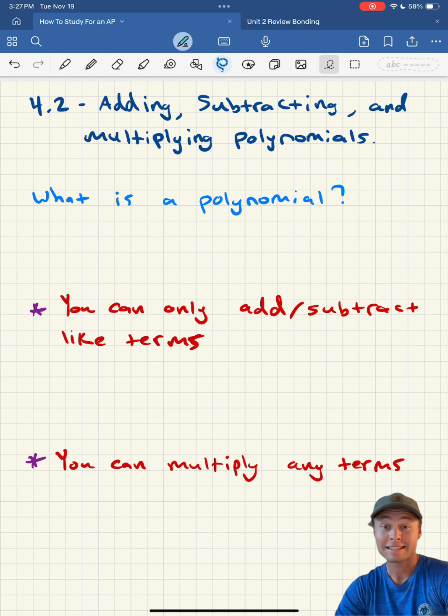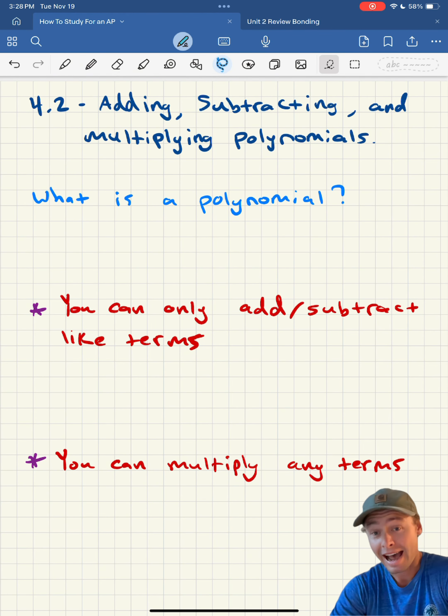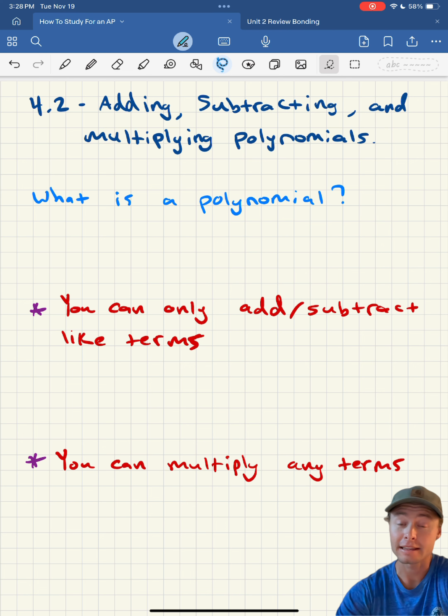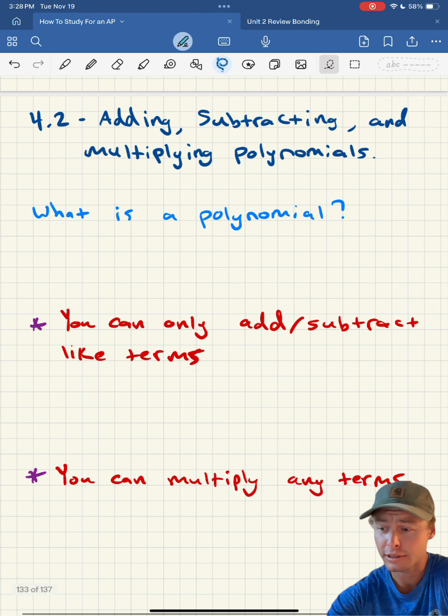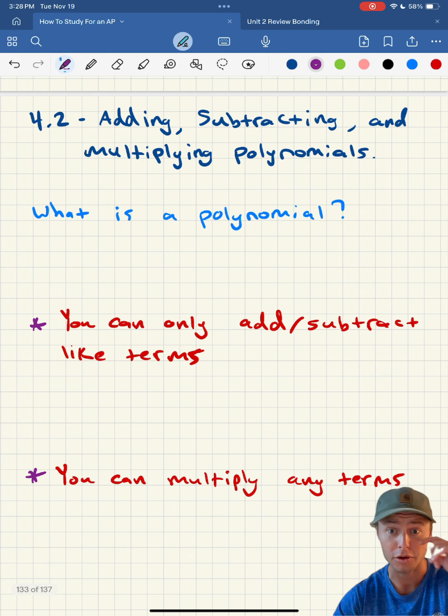Okay, today we're talking about section 4.2, which is adding, subtracting, and multiplying polynomials. And then additionally at the end, we'll have the binomial expansion theorem, which makes use of Pascal's triangle. Okay, so first of all, just to go back to the basics, what is a polynomial?